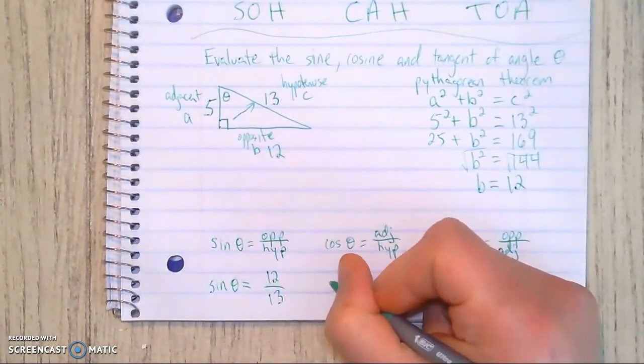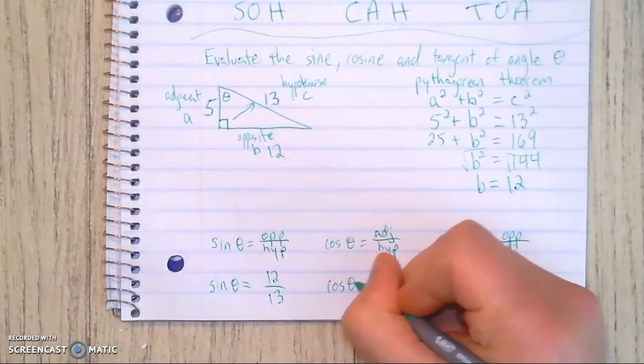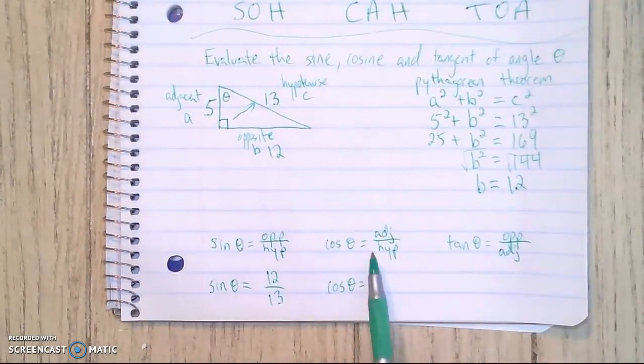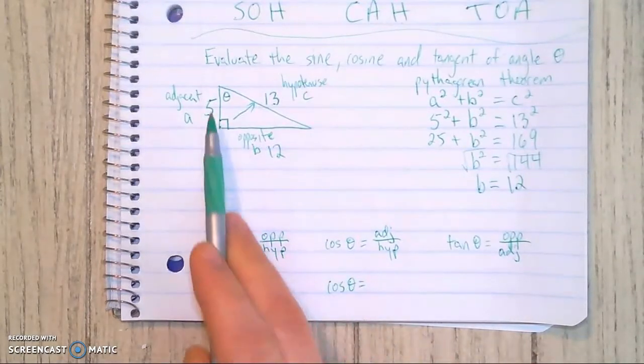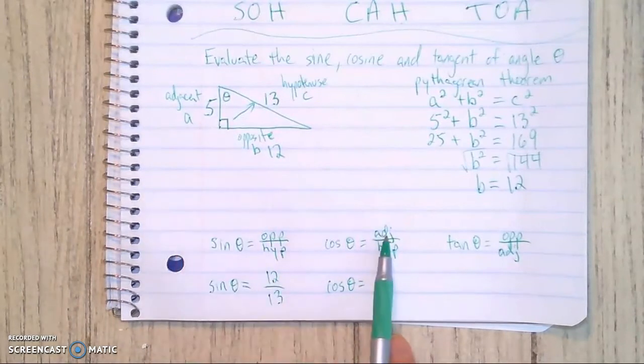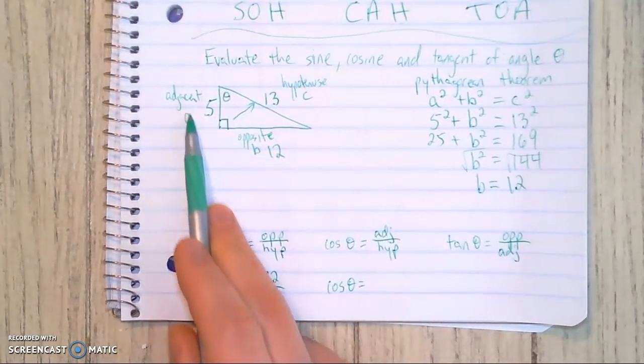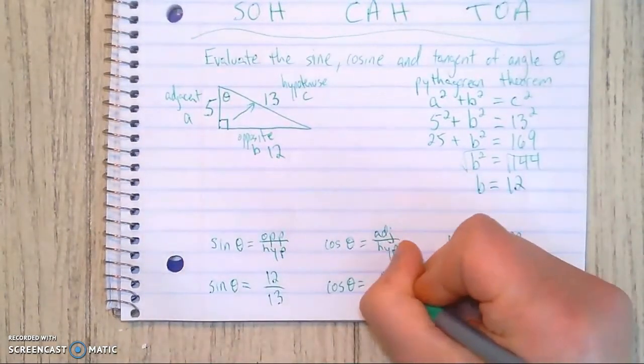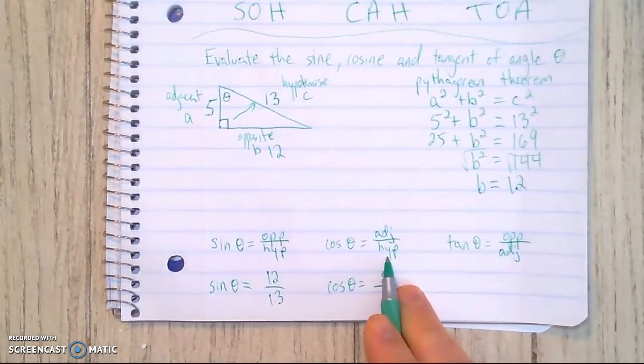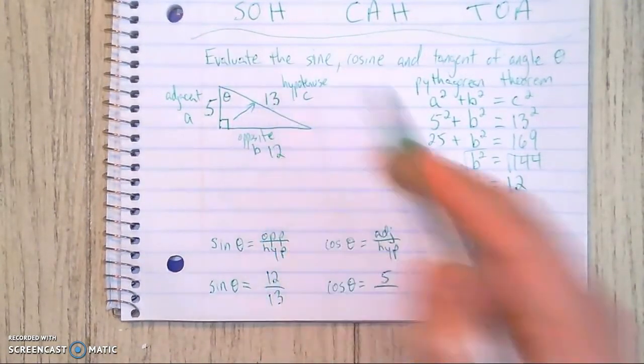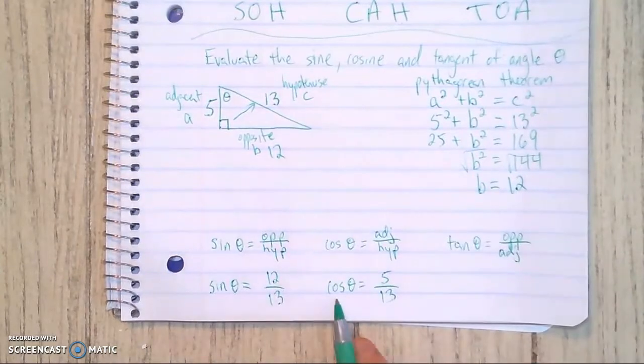In the next one, I can do the cosine of theta. Well, using SOHCAHTOA, that's CAH. Cosine is adjacent over hypotenuse. So for cosine, I go back to theta, but now I look for the adjacent side. That was right here next to it. That was 5. Over, again, the hypotenuse, which is always across from the right angle. That was 13. The cosine of theta is 5/13.